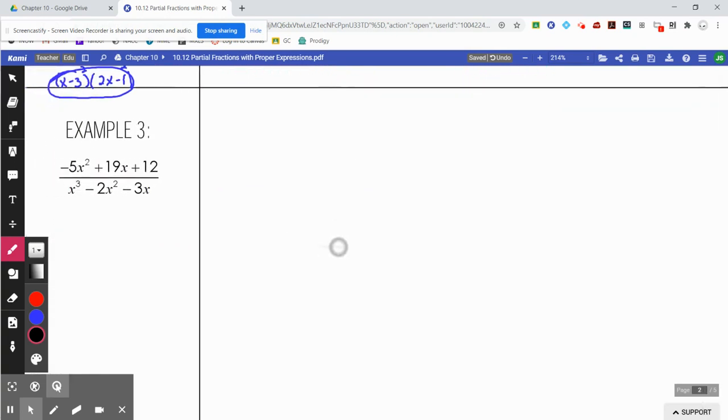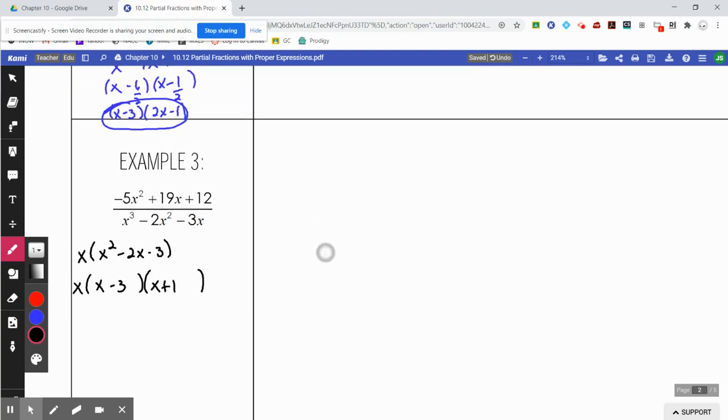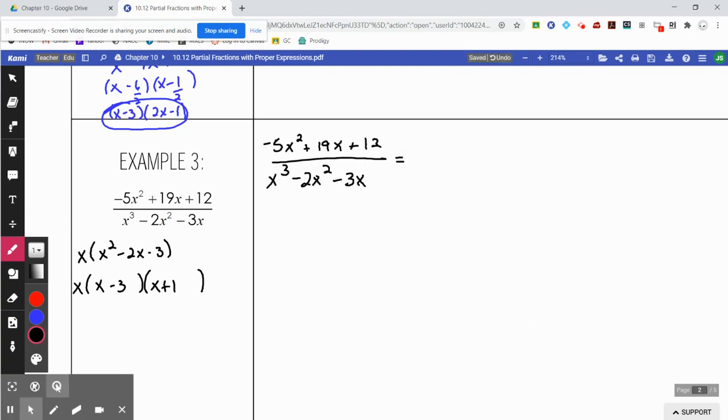Okay, example number 3. Again, let's factor the bottom. A little bit tougher here because you have 3 factors on the bottom. x times x squared minus 2x minus 3, which will be x times 2 sets of parentheses, x minus 3 and x plus 1. So therefore, we're going to decompose this, let me rewrite our original problem, into A over x plus B over x minus 3 plus C over x plus 1.